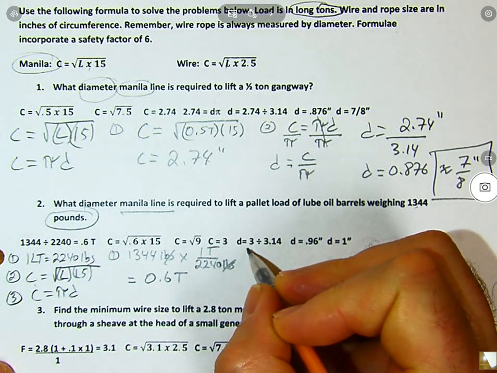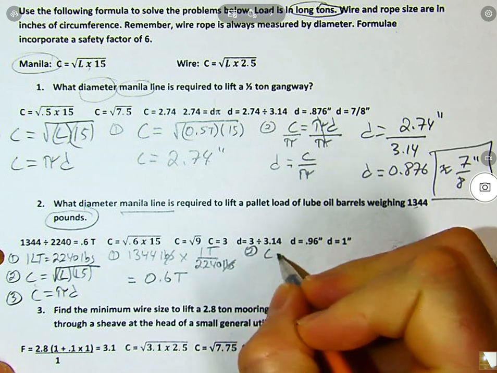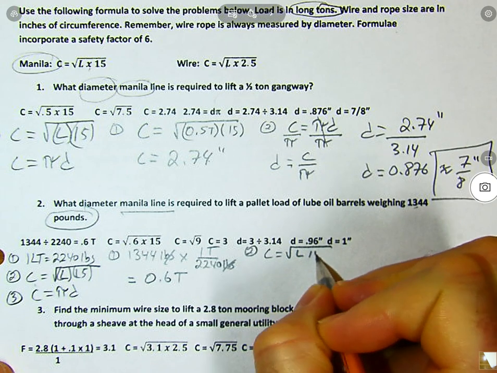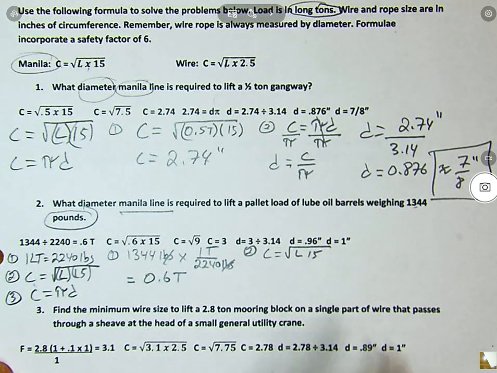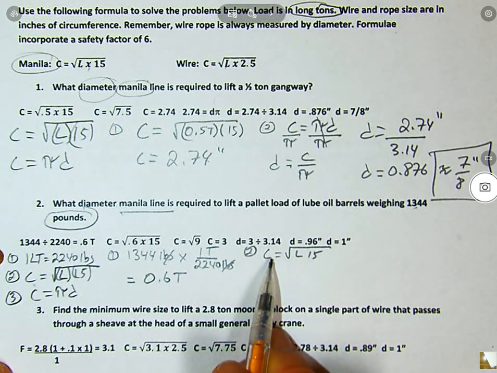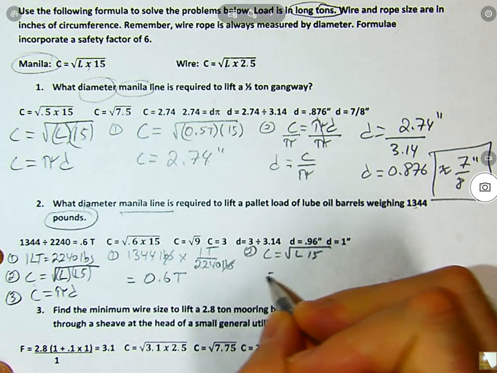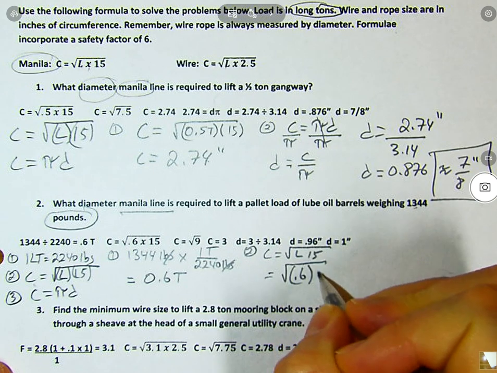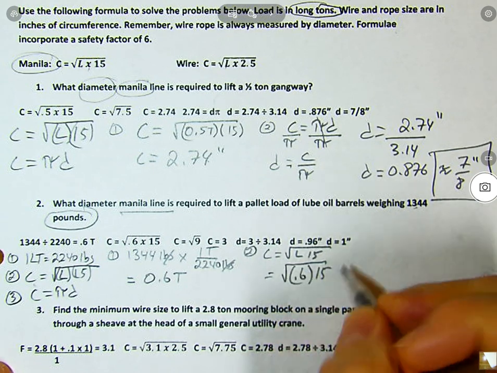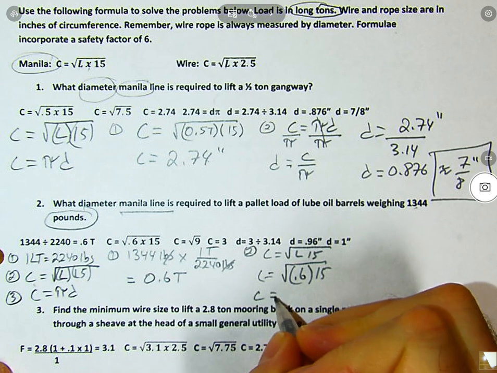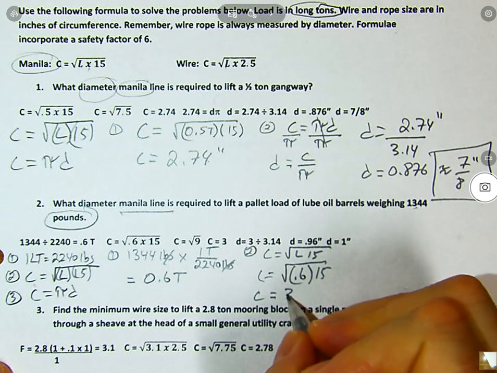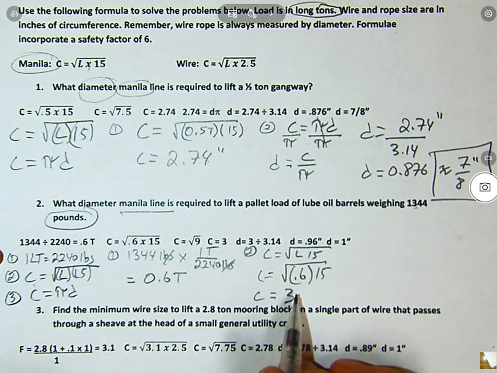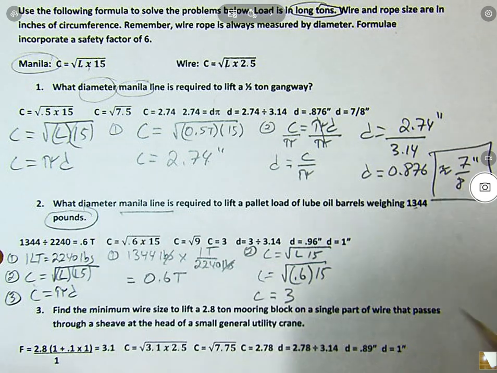Now we're going to do step 2, formula 2. C equals the square root of the load times 15. The load is in tons and the C is going to be in inches. So that is 0.6 tons times 15, square root of that. And C in this case is going to equal 3 when you do all that little math. Now we got our circumference, but we want to know what the diameter is.